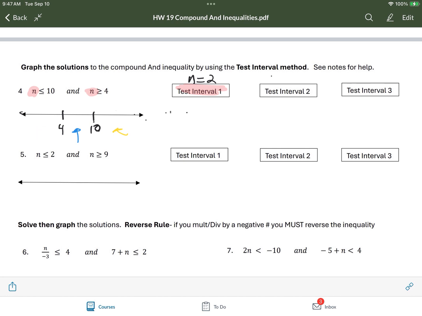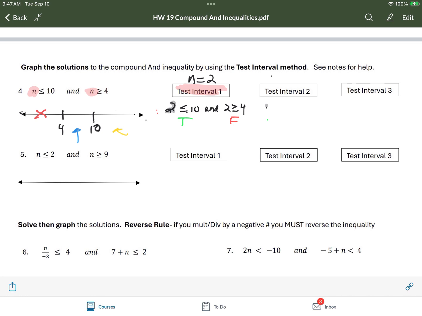Okay, so we're going to test 2. So when you plug in 2, that gives you 2 is less than or equal to 10, and then 2 is greater than or equal to 4, and that's what you should write. And then you ask yourself, is 2 less than or equal to 10? That's a true statement. Is 2 greater than or equal to 4? That's false. Because this is an "and," it has to make both true. It did not make both sentences true, so therefore the numbers to the left of 4 are not solutions.